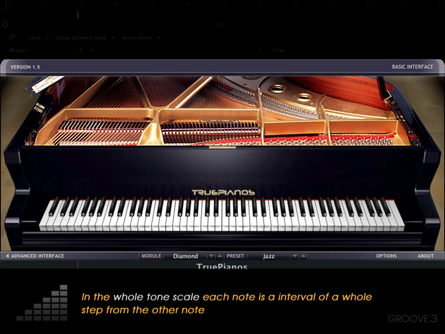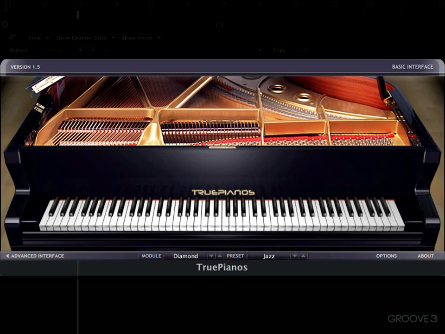Now in this scale, each note is an interval of a whole step from the other note. So this is a 6-note scale. It's also called a hexatonic scale. And there's no leading tone in this scale because all of the tones are the same distance apart. There's no semitones, so no single tone stands out as more important than the others. So let me show you.